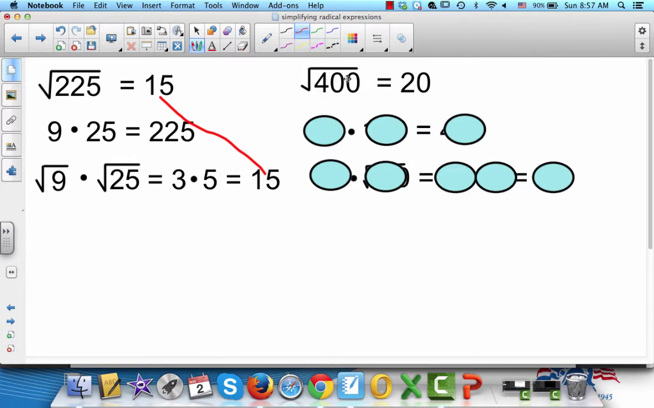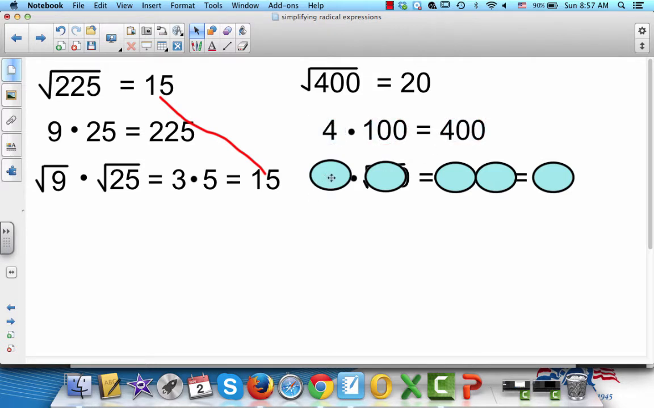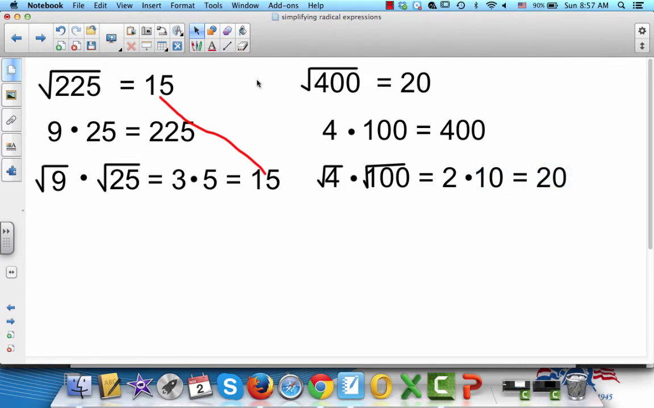Let's look over here at the 400. The square root of 400 is 20. Well, we can break 400 down into 4 times 100, and we take the square root of 4, which is 2, and the square root of 100, which is 10, and we multiply them together, and we get 20, which is the same answer that we got when we did the square root of 400 by itself.